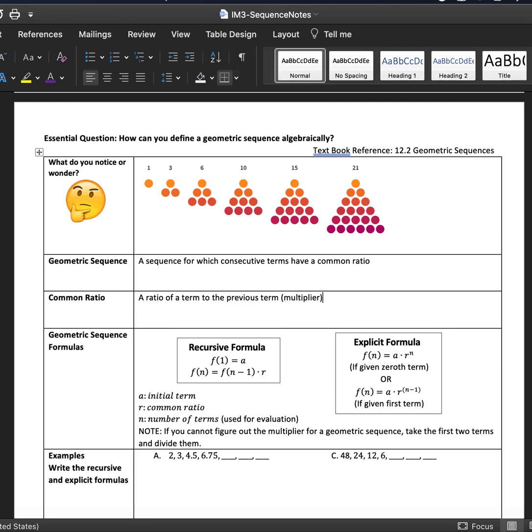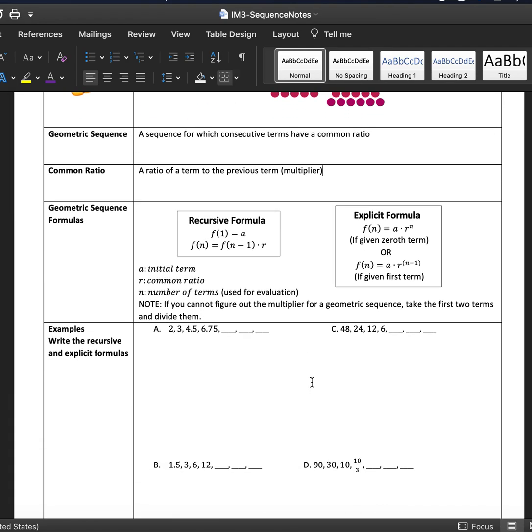So instead of asking how much I have to add or subtract to get the next term, I'm asking myself, how much do I have to multiply or divide to get to the next term, okay? Just like arithmetic sequences, geometric sequences have two different types of formulas. They have a recursive formula and they have an explicit formula.